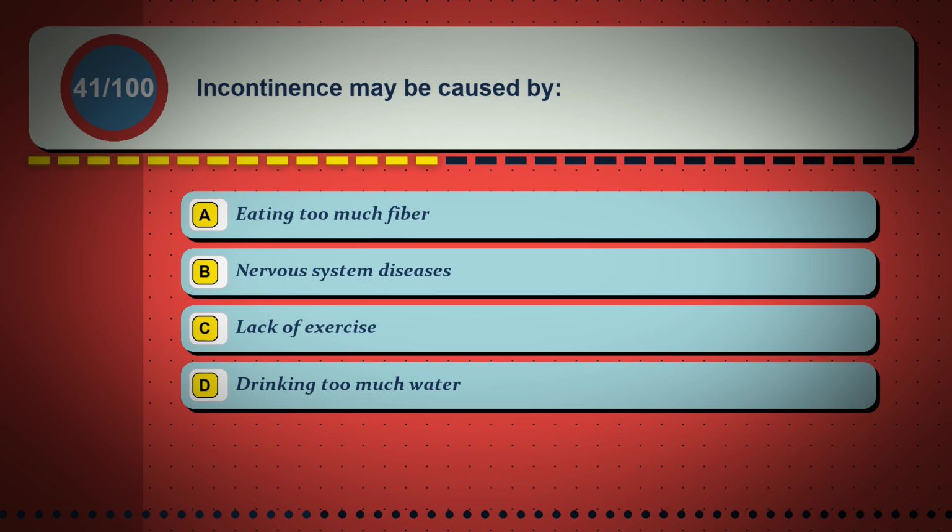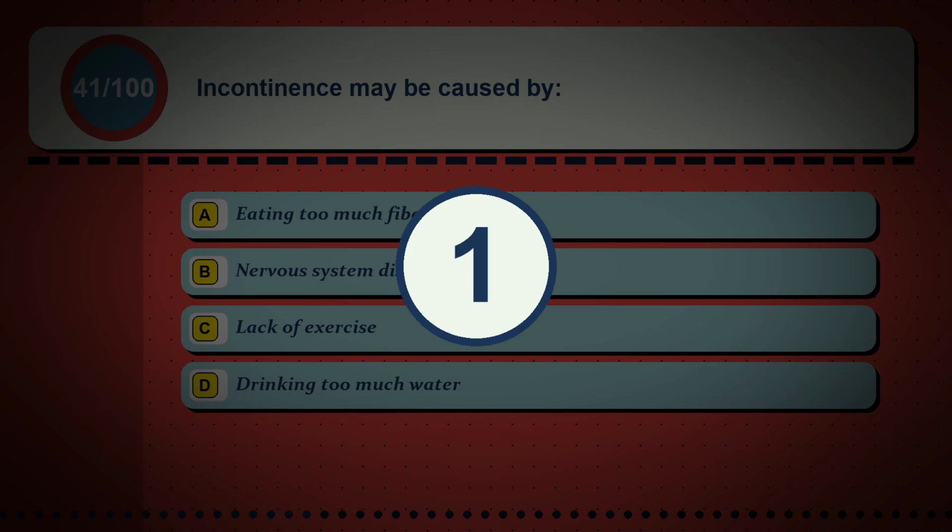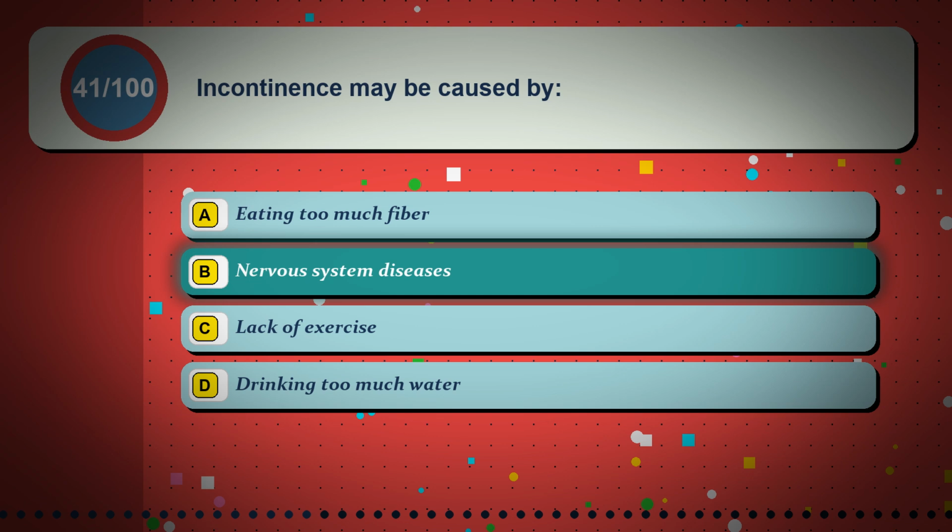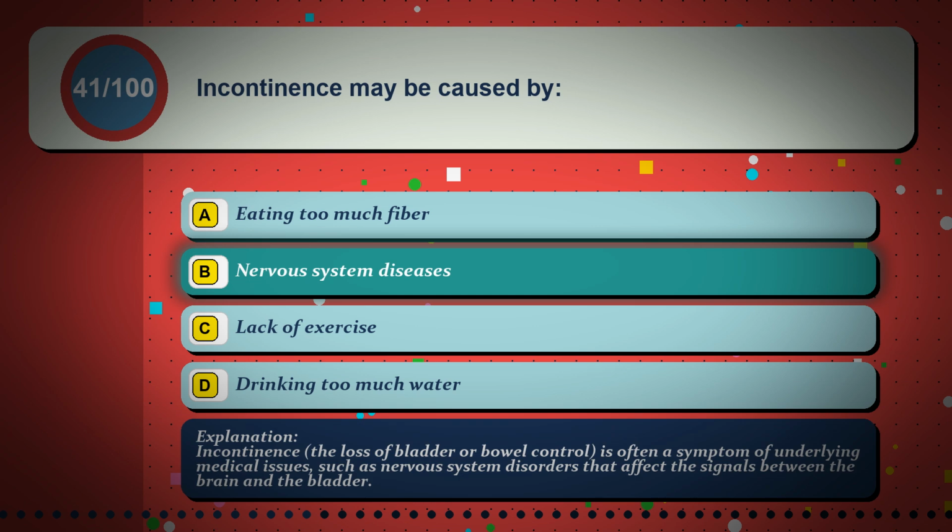Option B, nervous system diseases. Option C, lack of exercise. Option D, drinking too much water. The correct answer is option B, nervous system diseases. Incontinence, the loss of bladder or bowel control, is often a symptom of underlying medical issues, such as nervous system disorders that affect the signals between the brain and the bladder.